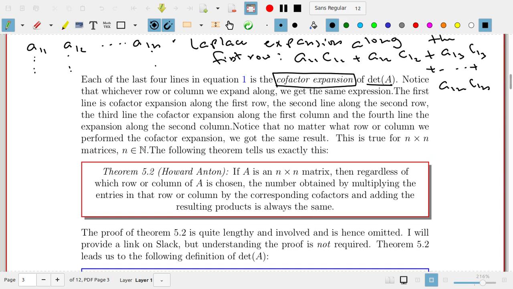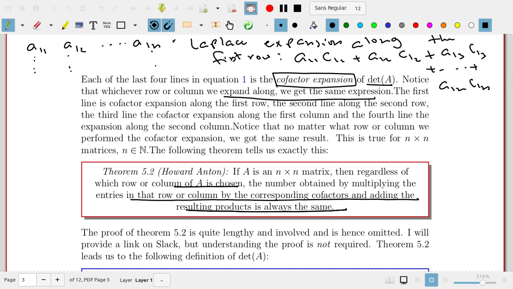Notice that whichever row or column we expand along, we get the same expression, right? So that's what we got for the 2 by 2 matrix. Now, according to our next theorem, we're going to get the same expression for the cofactor expansion for any n by n matrix. So if A is an n by n matrix, then regardless of which row or column of A is chosen, the number obtained by multiplying the entries in that row or column by the corresponding cofactors and adding the resulting products is always the same. It's pretty easy to see what this theorem is saying.